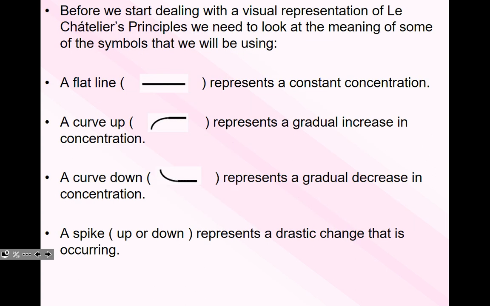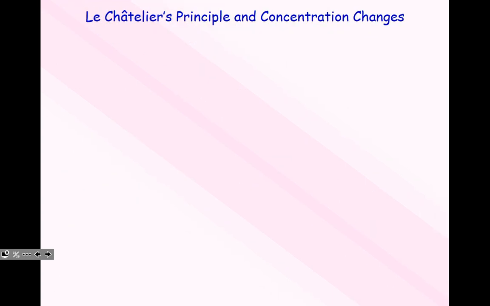Before we start dealing with these, let's take a look at a flat line. It represents a constant concentration, which means equilibrium. A curve up means a gradual increase in concentration. This actually is a curve down. This is what it looks like. It represents a gradual decrease in concentration. And a spike up or down represents a drastic change that is occurring. And I'll show you what those look like in just a bit.